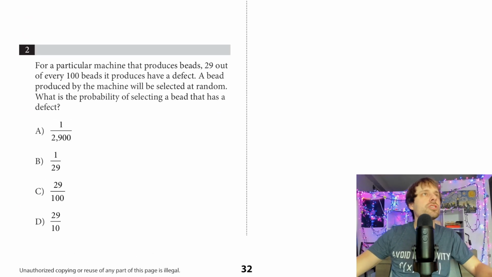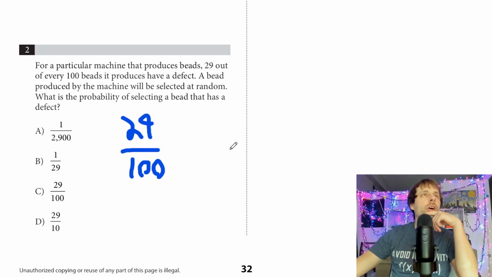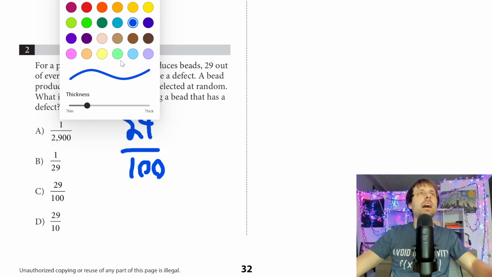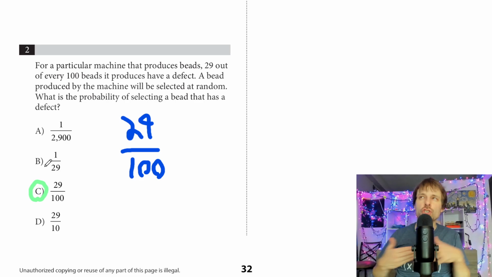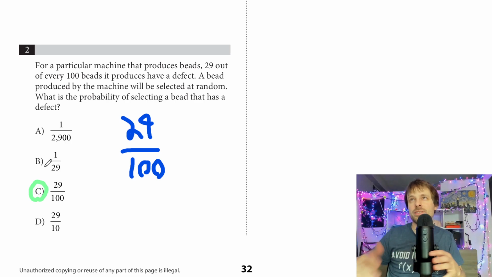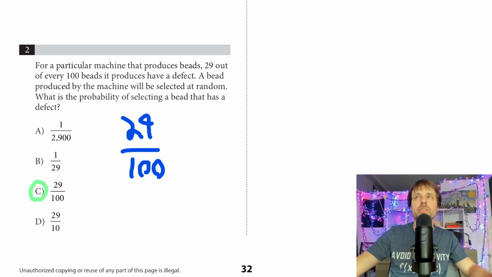For number 2 here, let's change colors. For a particular machine that produces beads, 29 out of every 100 are going to have a defect. That's pretty bad. A bead produced by the machine will be selected at random. What is the probability that the bead will have a defect? Again, really not too bad here. With these ones, it's just good to build a habit of making my fraction first, so I don't really need help from the answers. So if 29 out of 100 are going to have a defect, I make that equation, and then I look for my answer and it matches. So again, really not too bad, these first couple problems.